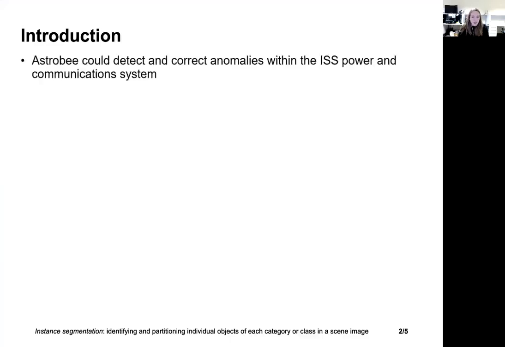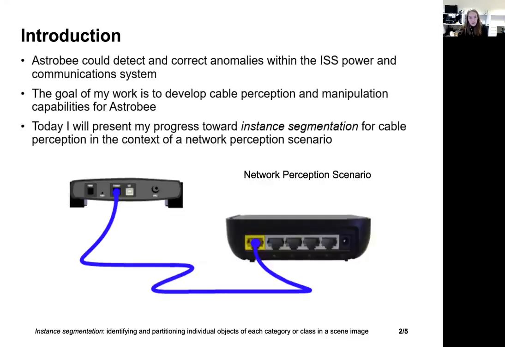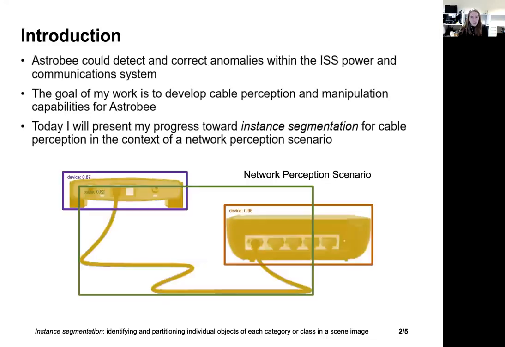So Astrobee could detect and correct anomalies within the ISS power and communication system, and I'm working on developing cable perception and manipulation for Astrobee. A key capability enabling automation of these tasks is individual cable identification and segmentation in a camera image, which I'll refer to as instance segmentation. In this presentation, I'll provide an overview of my progress in developing instance segmentation for Astrobee. I'll present key results so far, ongoing work, and planned directions.